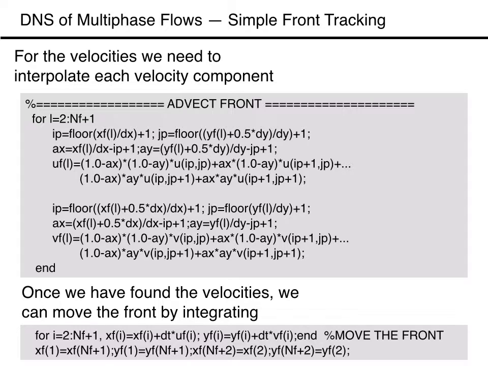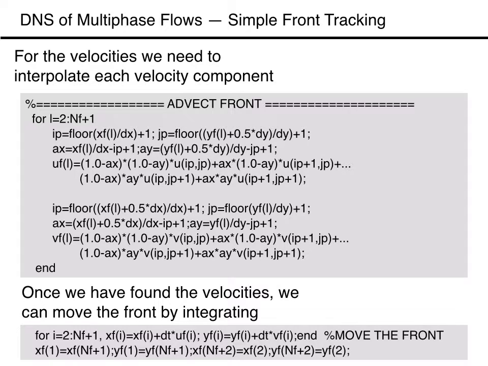First, we interpolate the velocities from the fixed grid, and since the different components are located on different grids, the simplest approach is to interpolate them separately. For each interpolation, we first identify the grid point to the left and below the front point, then we find the area fraction corresponding to the location of the front point relative to the grid point, and then we interpolate from the four closest grid points. Once the interpolation is done, we can move the points to their new locations using a simple explicit first-order method.